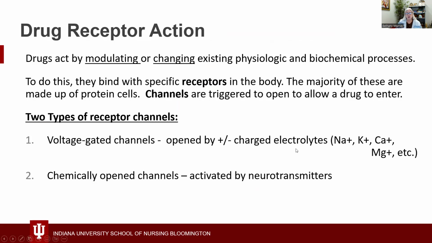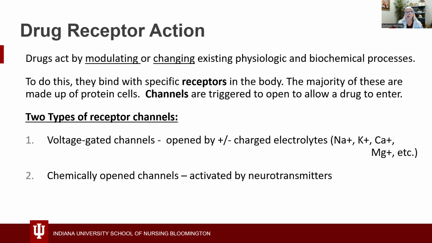Okay, so drugs will act by modulating or changing existing physiological and biochemical processes. When you take a medication, it doesn't do anything by itself. It has to act on something in the body and change something in the body to have an activity. Okay, so the majority of medications will then bind with receptors in the body, and these receptors are made up of protein cells. So remember, lipid cells to get through the plasma membrane, that's lipid, but now we're getting into receptors at a microscopic level, which are made of protein cells.